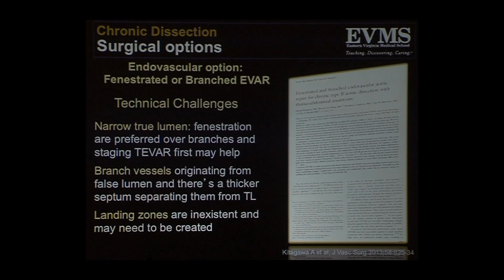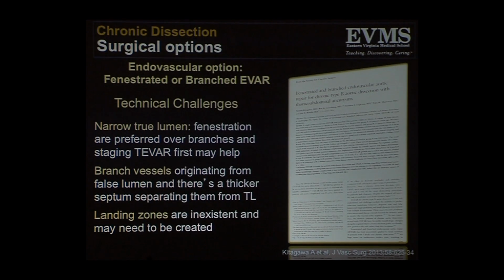Endovascular options: fenestrated or branch EVAR. The technical challenge is that the true lumen tends to be narrow, and it makes it a little bit more difficult to navigate into the different branches. So for that reason, I think fenestrated graft tends to be preferred over branch graft, unless you do endo branches, which is also a technique that I've started to use with back table modification.